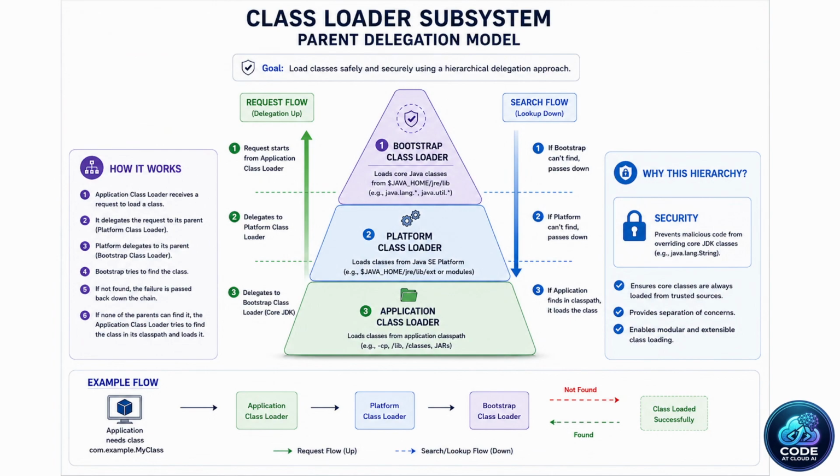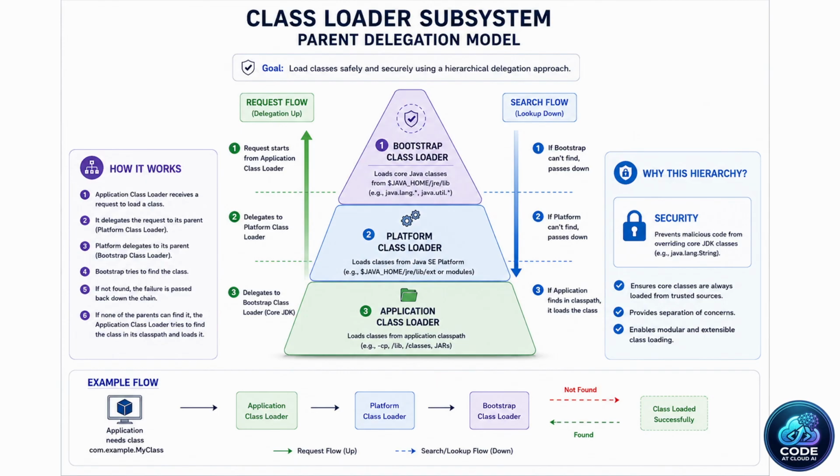How do those classes get into memory safely? Through the class loader subsystem and the Parent Delegation Model. When your application needs a class, the application class loader doesn't load it immediately. It delegates the request up to the platform class loader, which delegates it all the way up to the bootstrap class loader at the core JDK level. The lookups then cascade downward. If the bootstrap loader can't find it, it passes the task down to the platform loader. If that fails, it falls back to the application class loader to scan your dependencies and class path.